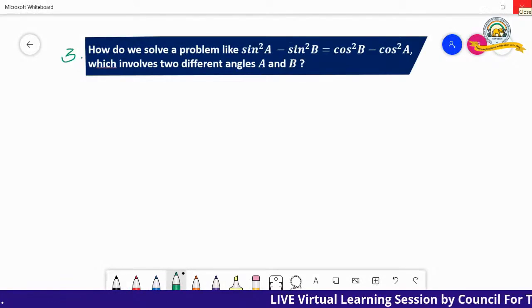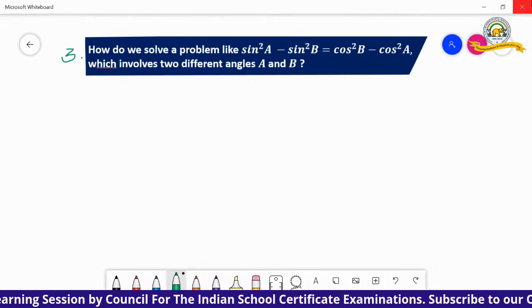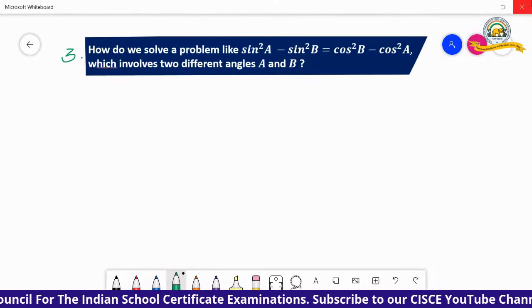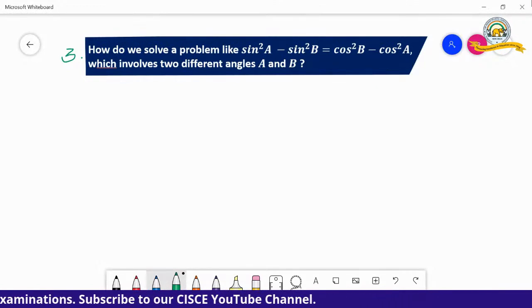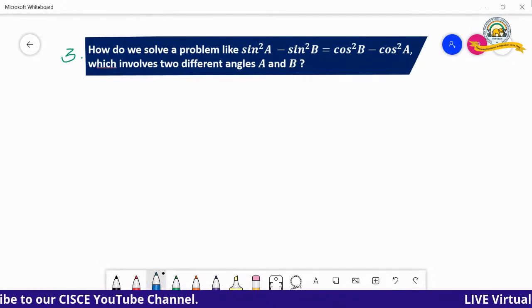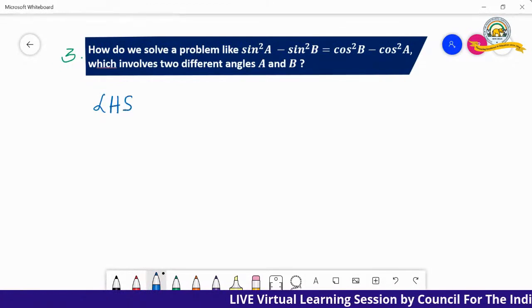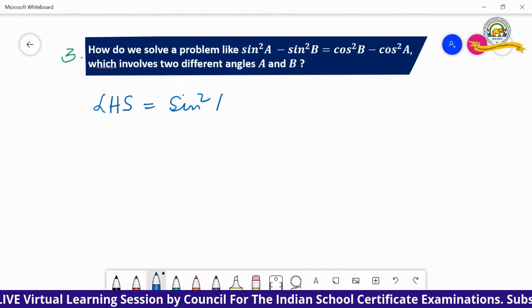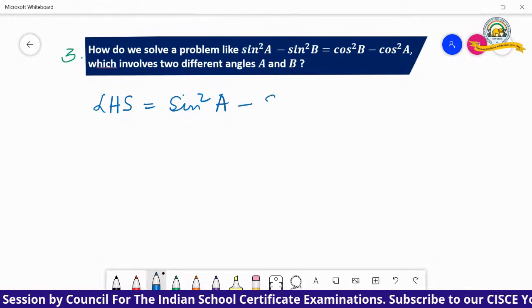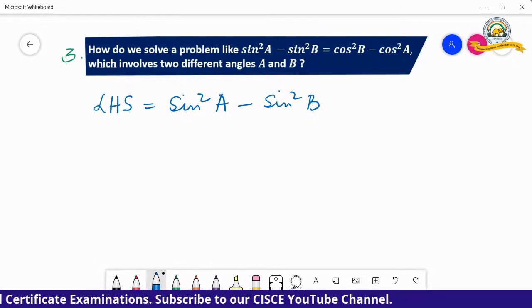Now this question, okay, let us see. How do we solve a problem like sine square a minus sine square b equals cos square b minus cos square a, which involves two different angles a and b? So we have got here two different angles. Now let us start with the left hand side. It is equal to sine square a minus sine square b.